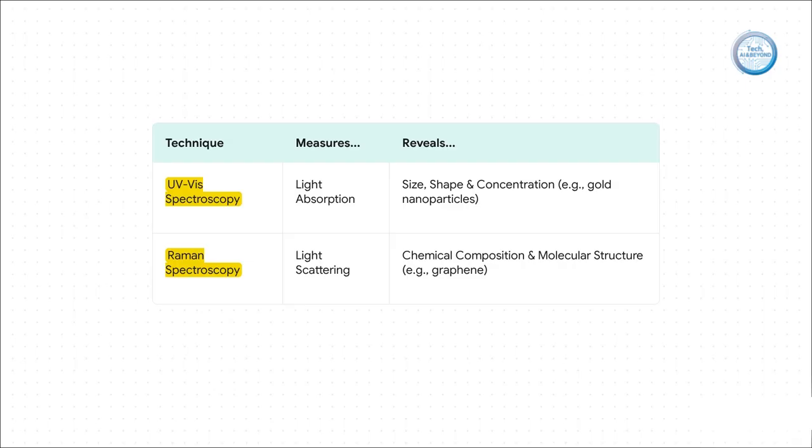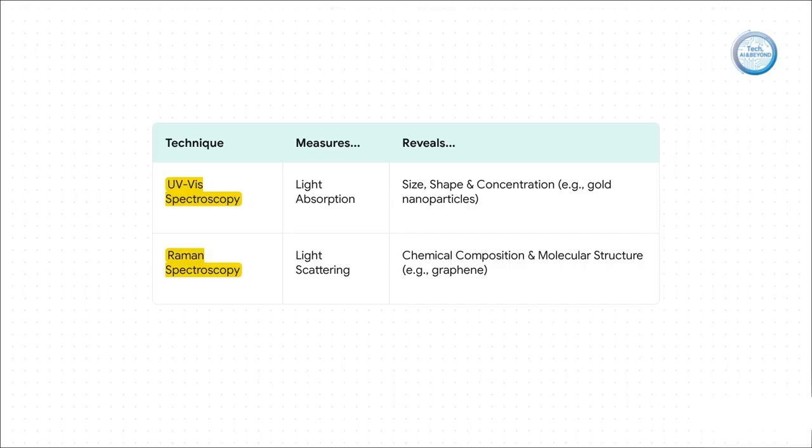What about the other one, Raman spectroscopy? The table says it looks at light scattering to get a more detailed chemical fingerprint. Yes, Raman gives you a much deeper chemical profile. It's a bit more complex. It also uses a laser, but it's looking for something very subtle.